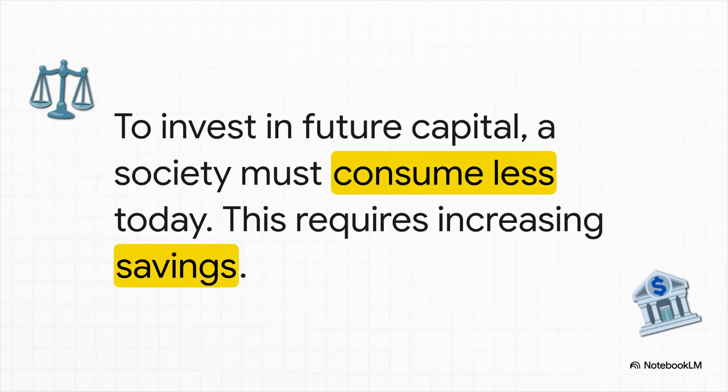So the most basic way to get more productive in the future is to invest in more physical capital, more tools, more factories, more infrastructure. But, and this is a big but, there's always a trade-off. To build that future stuff, you have to use resources that you could be using to make stuff to enjoy right now. Basically, society has to save more of its income today so it can invest in a richer tomorrow.